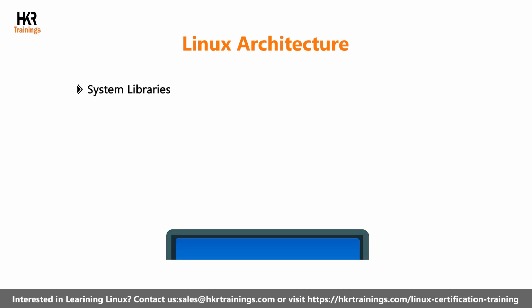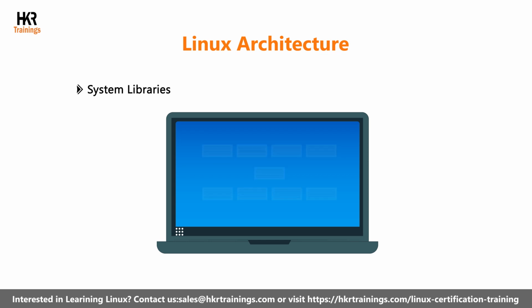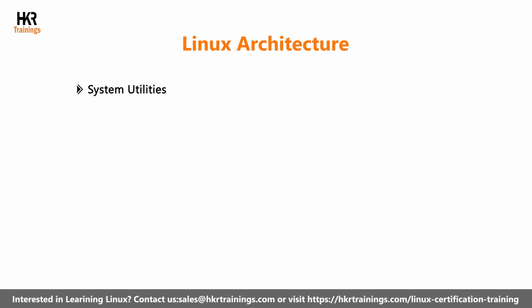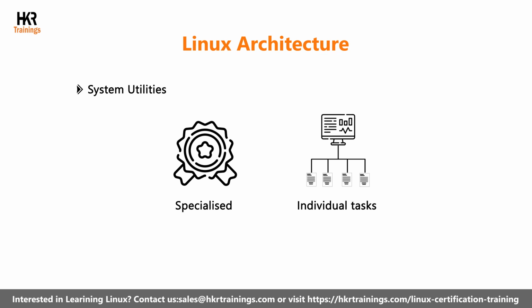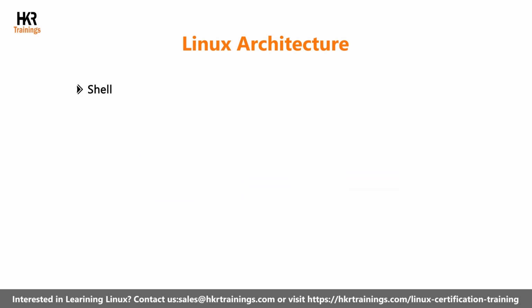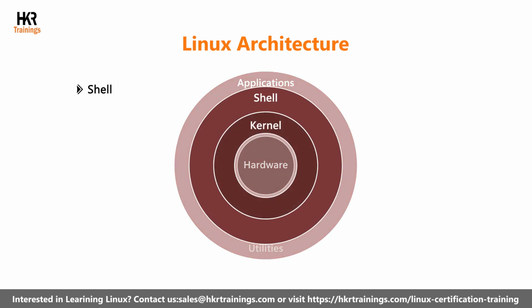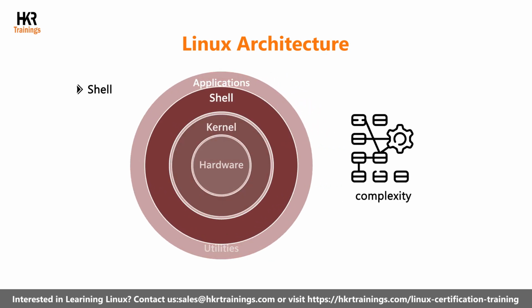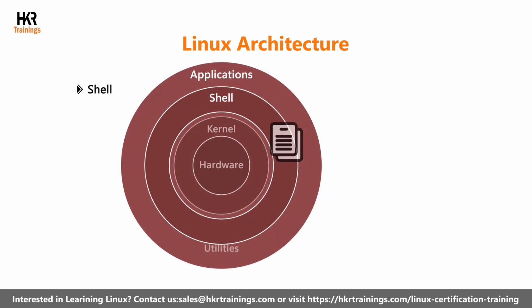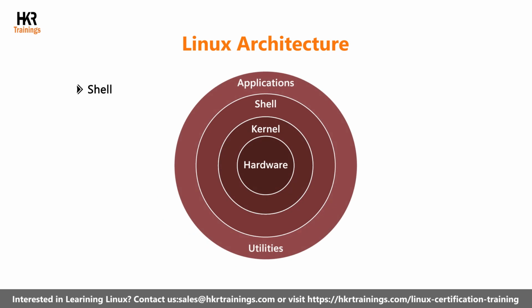System libraries. They are the special functions that are used to implement operating system's functionality and don't need code access rights of the kernel module. System utilities. Specialized and individual level tasks are done by system utilities. Hardware. It includes several peripheral devices like CPU, hard disk and RAM. Shell. It is an interface to the kernel that hides the complexity of kernel's functions from the users. Shell accepts the commands from the user and executes kernel's functions.